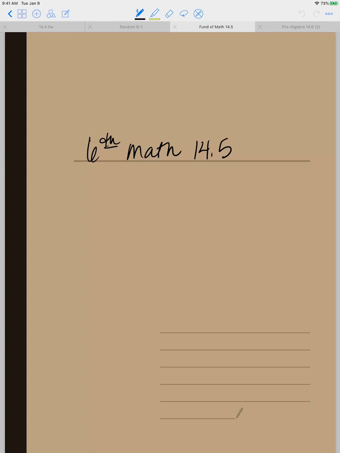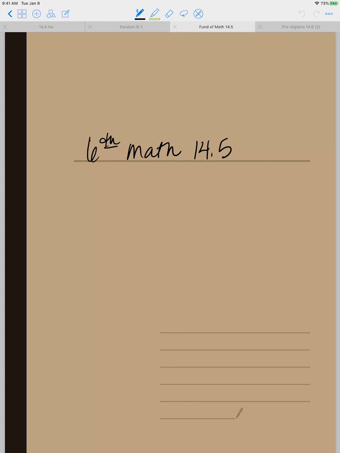All right, sixth grade, 14.5, talking about sets. In this text, you have studied several sets of numbers. We've studied natural numbers, whole numbers, integers, rational numbers, irrational numbers, and real numbers. But a set doesn't always have to be composed of numbers.